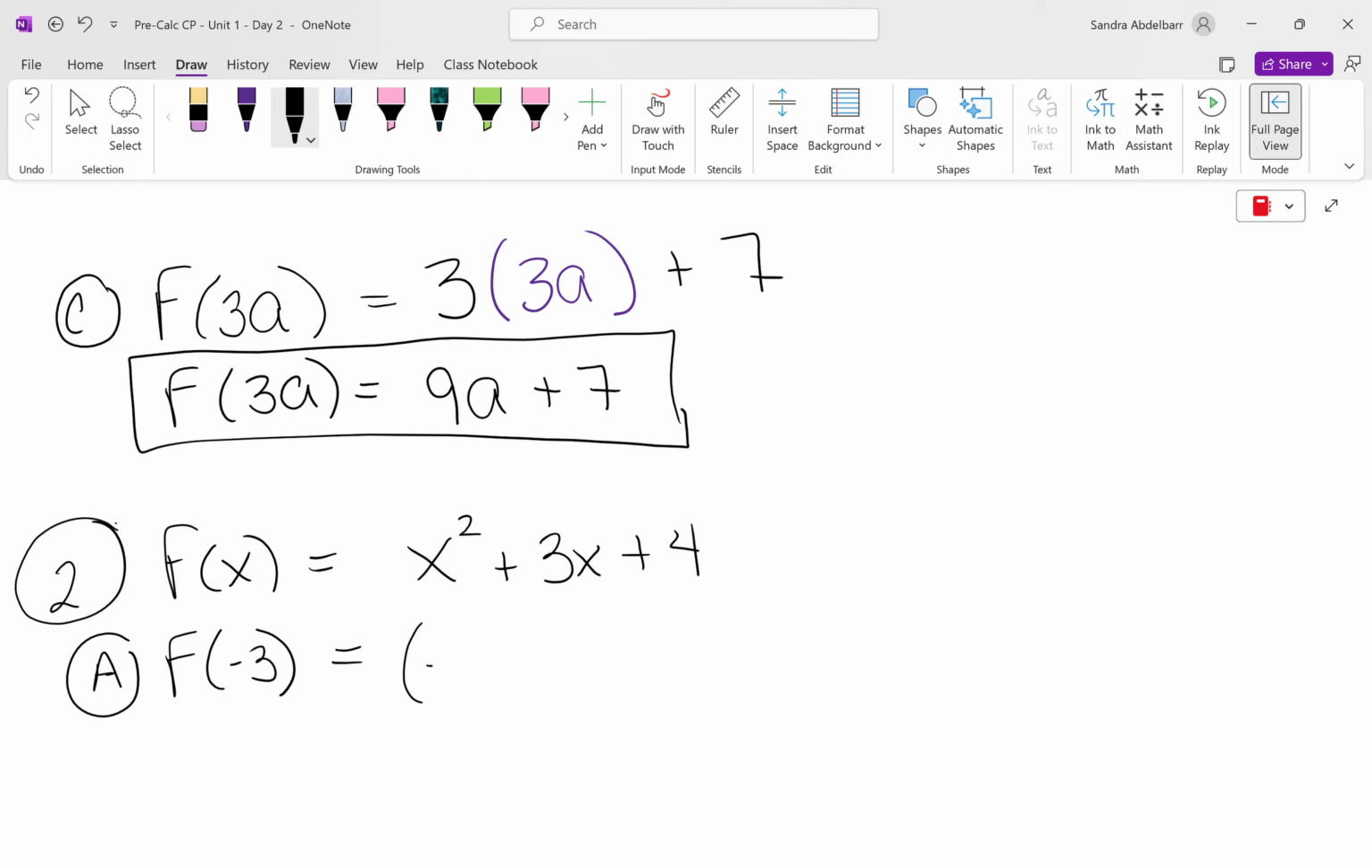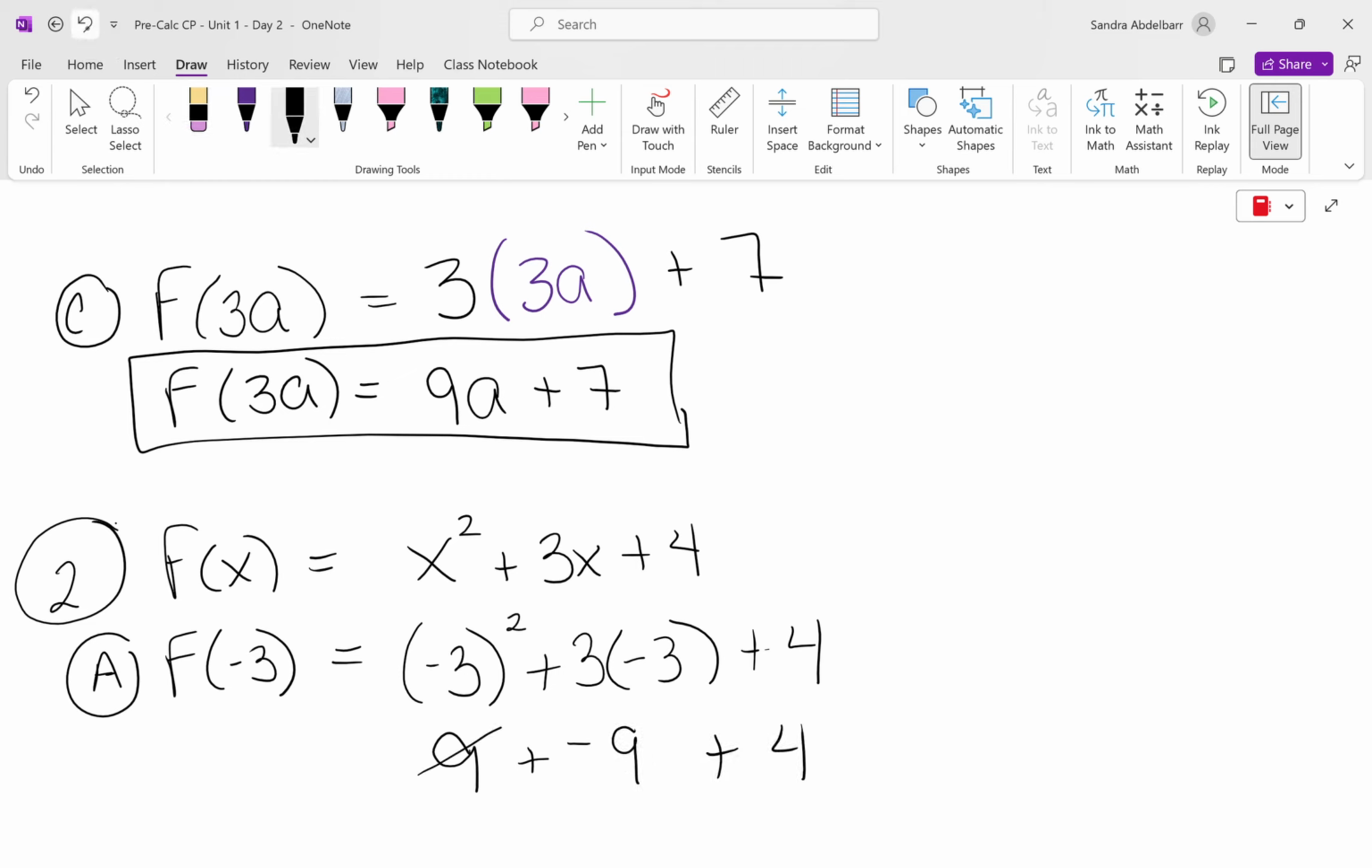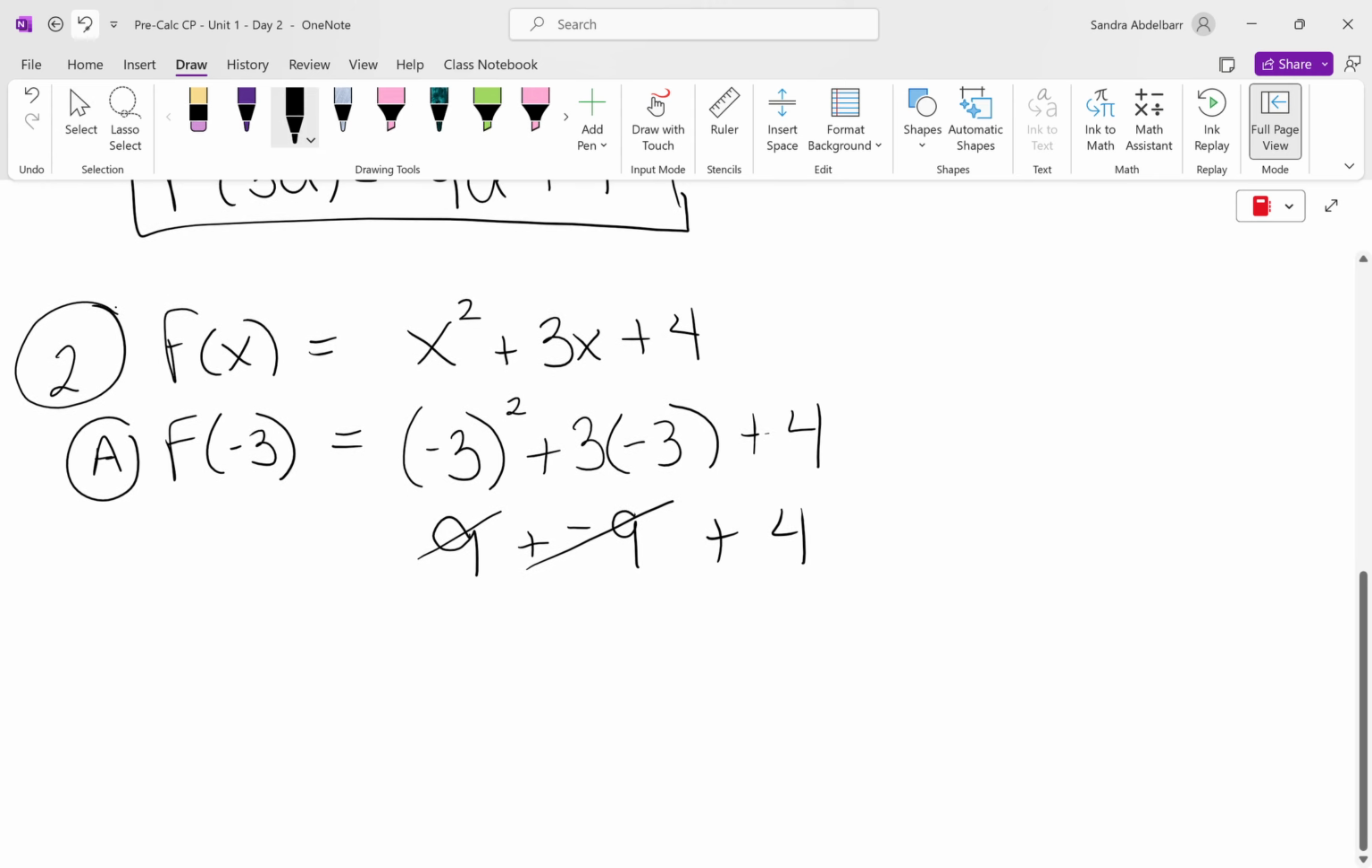So I'm going to plug in negative 3 anytime I see x. So I have negative 3 squared plus 3 times negative 3 plus 4. Let's just keep going just for fun. The quantity of negative 3 squared is 9. 3 times negative 3 is negative 9, plus 4. The 9 and the negative 9 cancel, so then you're just left with a positive 4.